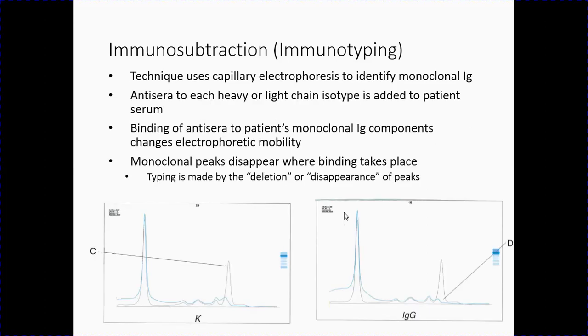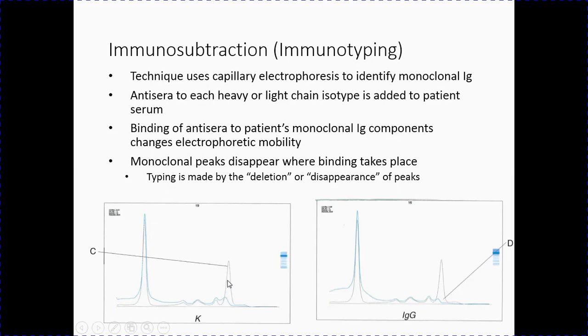So let's look. Again, the technique uses capillary electrophoresis. We're going to add antisera to every heavy or light chain isotype that's available, and that gets added to the patient's serum. Whatever it is that we're looking at, IgG and IgM with a kappa light chain, whatever we're binding the antisera to within the patient's serum, this peak right here represents the electrophoresis without the immunosubtraction. And so we see a really sharp peak in the gamma region here.